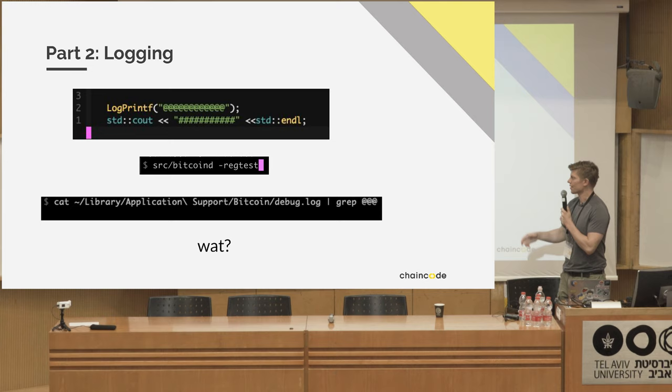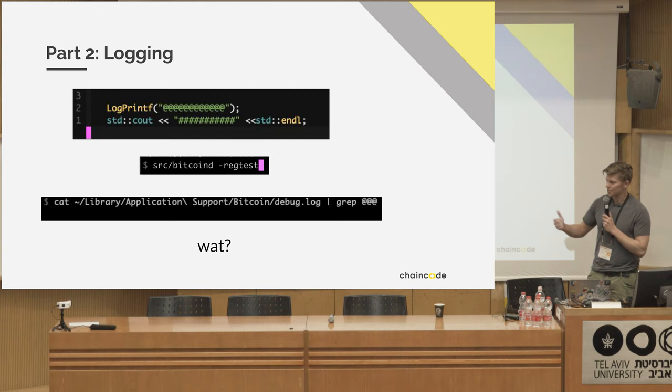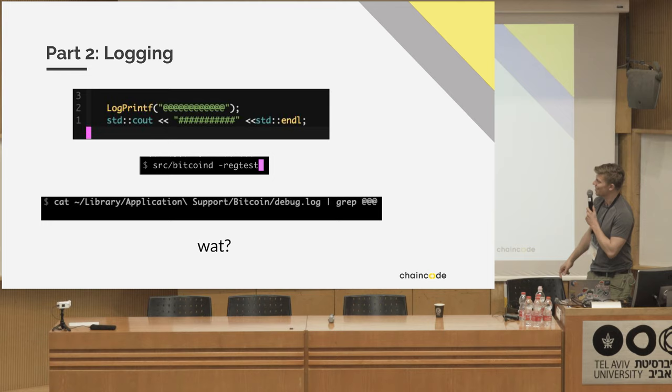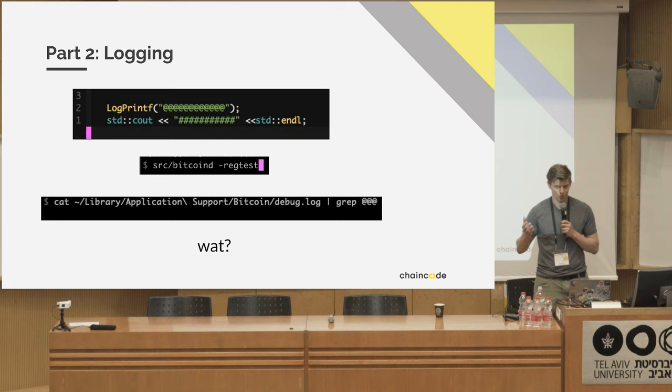You also have seen that this is logging to the debug.log file, but actually it's not working. You can see I'm grepping for these at signs, and nothing is coming out. So there's actually a problem here that you should be able to see from the slide. Does anyone see what the problem is? True. So the problem is we're running regtest, which you probably do if you're on your local environment, but this debug.log file is actually the mainnet debug.log file.